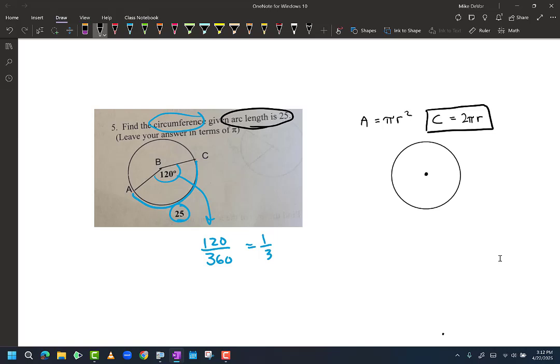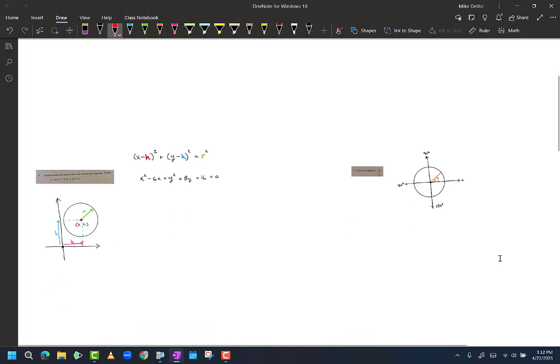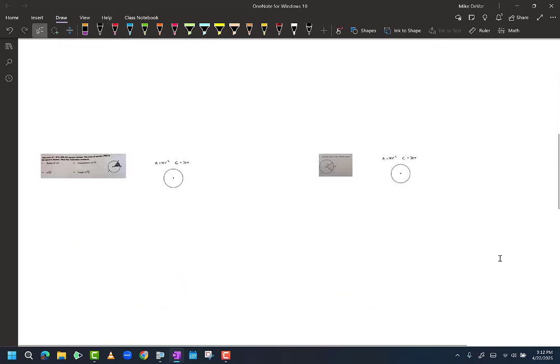So let me draw a better drawing because this isn't a very good drawing. Let's try to eyeball this a little bit better. So if this is 120 and this is 120 and this is 120, see that takes up the whole 360. And we're saying if this is 25, well, that means this is also 25. This is also 25. So our full circumference will be 75. Okay, I think we're going to skip past these. We are going to come back to them, but they're kind of a different topic.